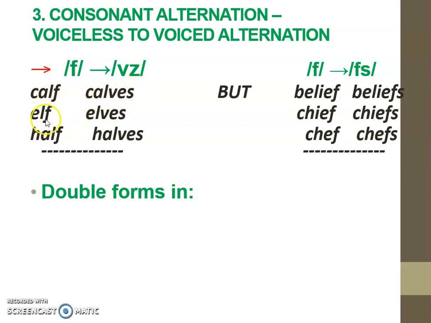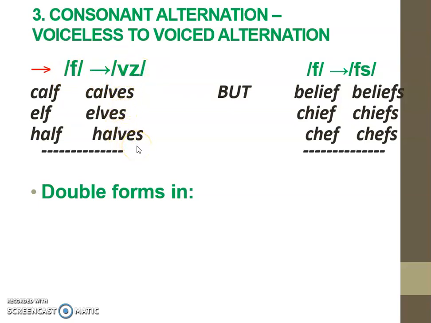What's the plural form for elf? It's elves. Half, halves. Calf, calves. Typical example: wife, wives. But belief, beliefs. Chief, chiefs. Chef, chefs. So sometimes that voiceless fricative changes to vz, vz for the plural. So the voiceless changes to the voiced v and then z.